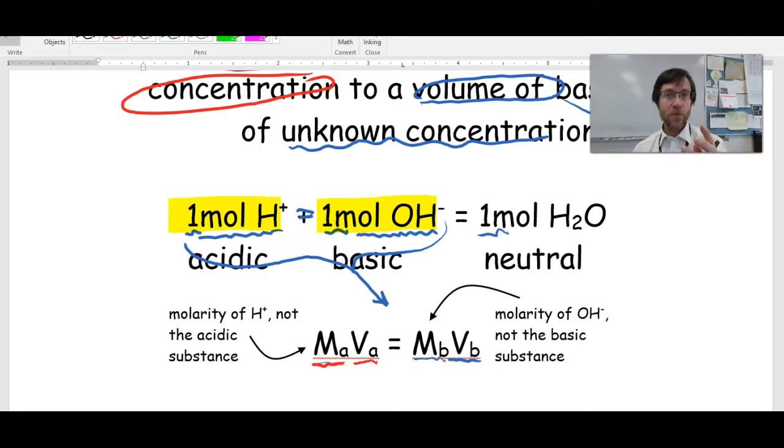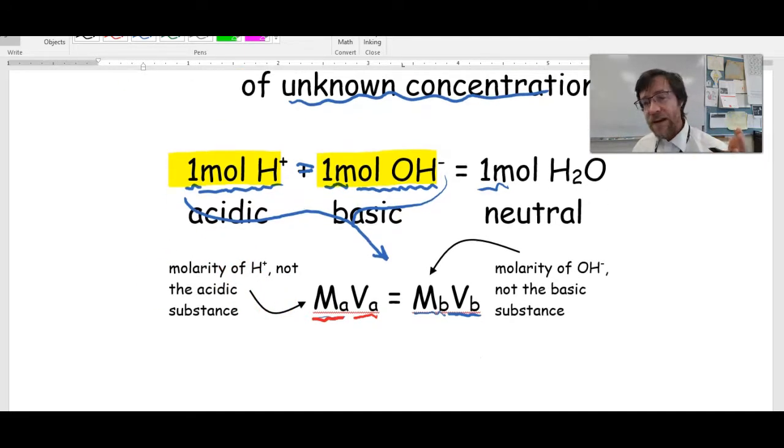So those are the things that we want to watch out for. That's the concentration that we need to know. And I want you to lock that in, because it'll be pretty easy at first, but then it'll get more complicated. It always gets more complicated. You get it? So this is the MAVA = MBVB equation. MAVA equals MBVB. And it's super simple.